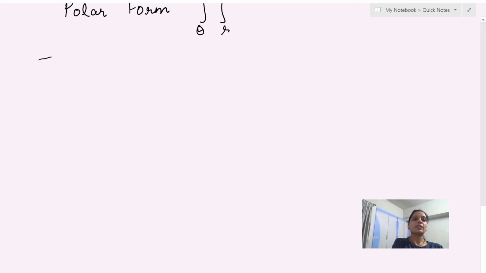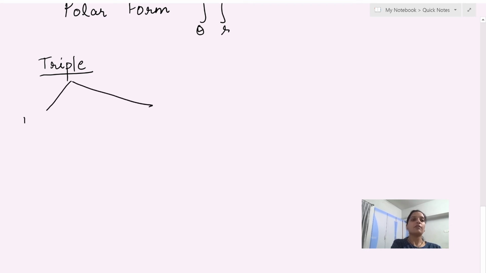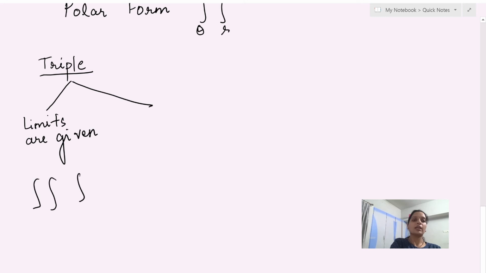In triple integration, basically what we studied first is what do you mean by triple integration? Next, in triple integration, again we saw two types of sums. If limits were given in the triple integration, that means you should always look in the innermost limits.